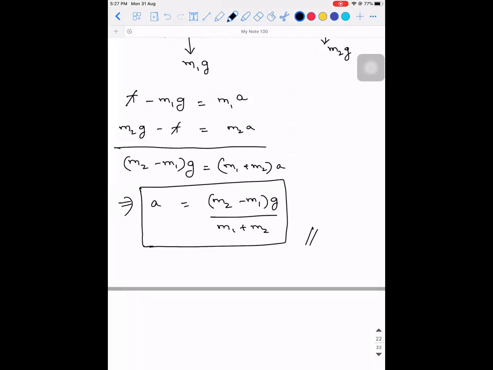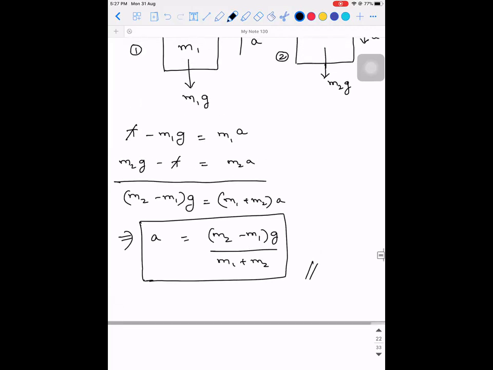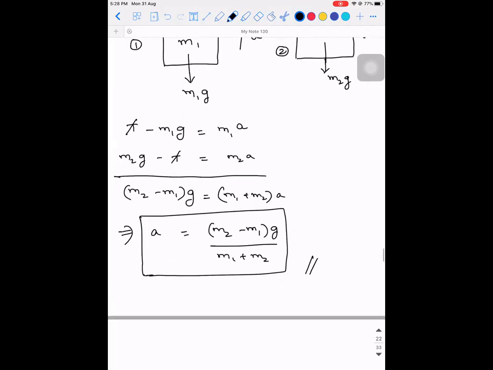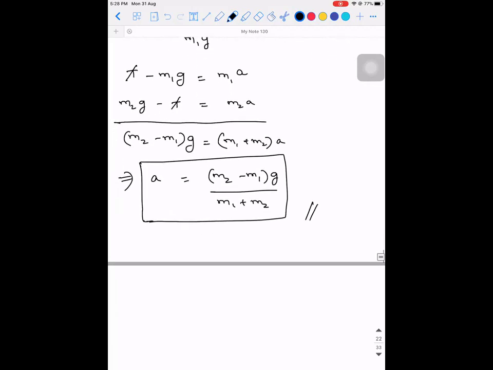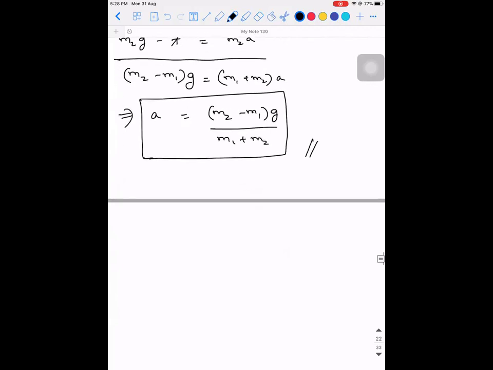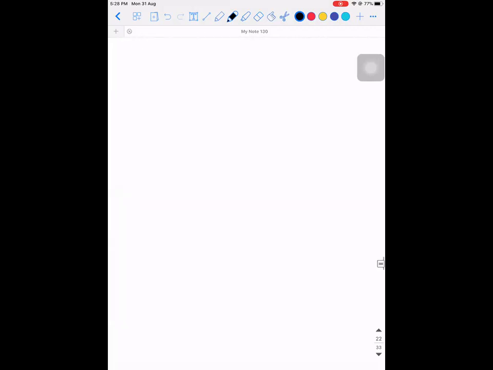m2 minus m1. Guys, are you clear with this? Yes. Okay, now what I'm going to do is I'll give you another diagram. See.